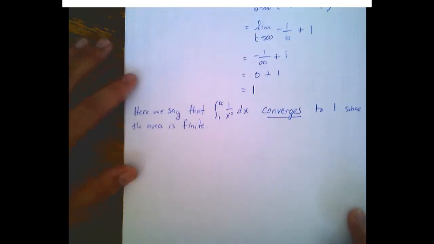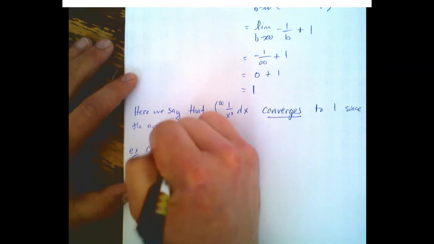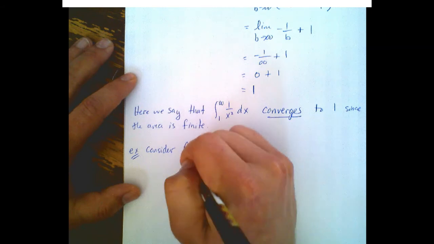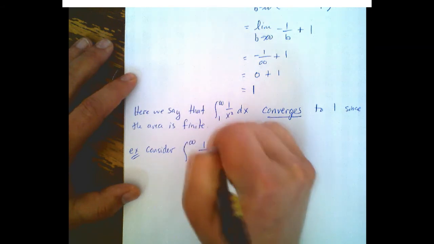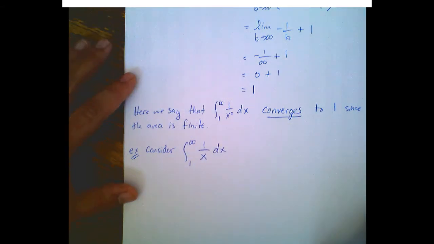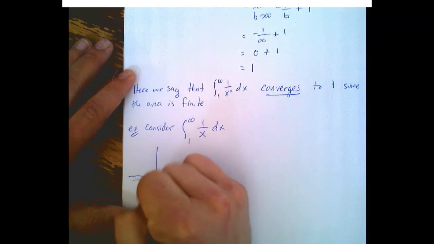Let's do another one. Let's look at this example. So we're going to consider the integral from 1 to infinity of 1 over x, no square this time. Okay. So again, let's graph it. 1 over x looks something like this.